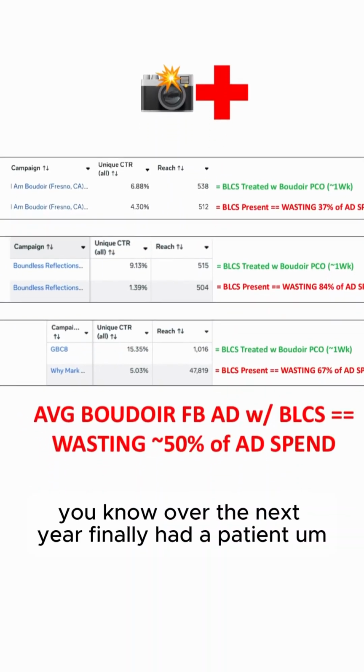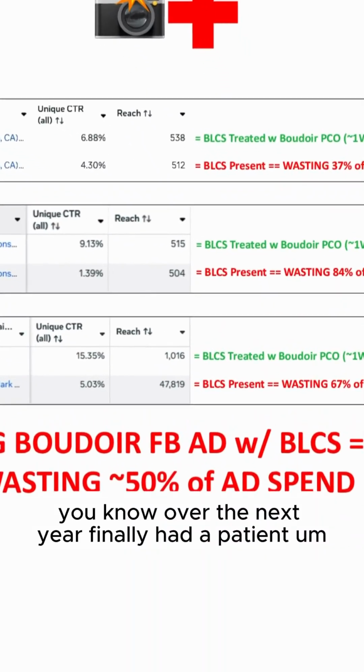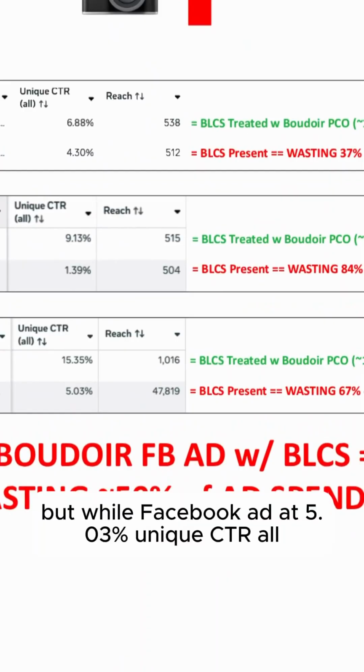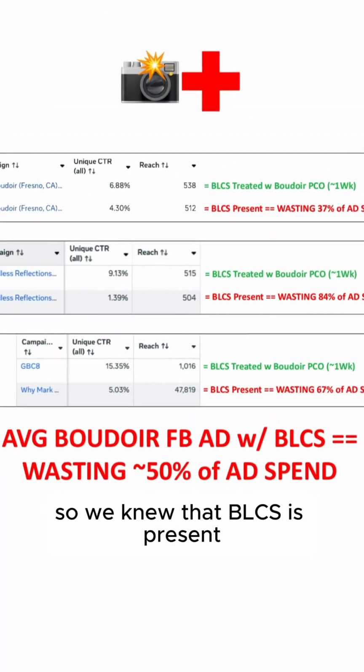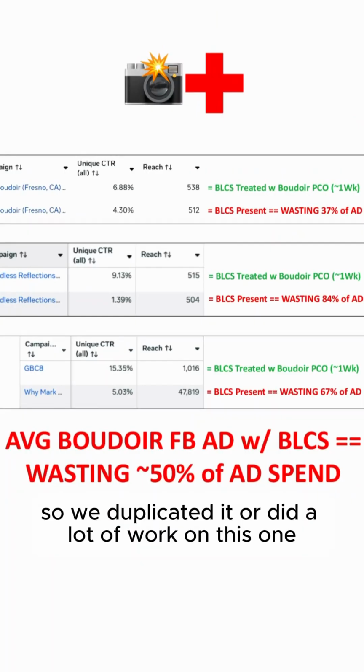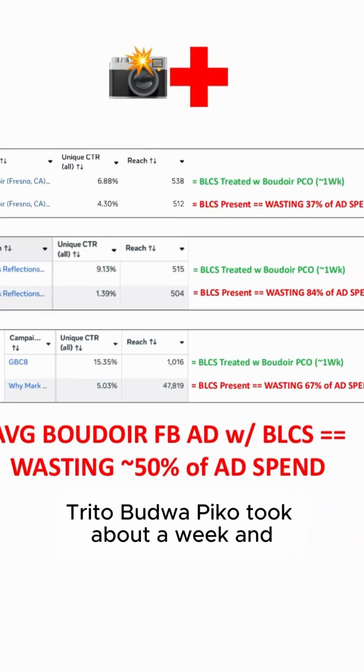Finally, had a patient come in, saw his ads, boudoir Facebook ad at 5.03% unique CTR all. So we knew that BLCS is present. So we duplicated it, or did a lot of work on this one. Treated it with boudoir pico, took about a week.